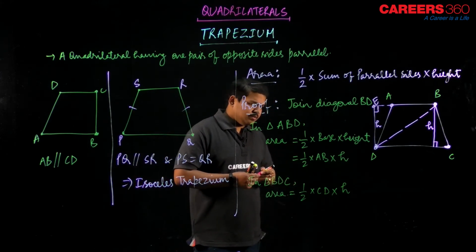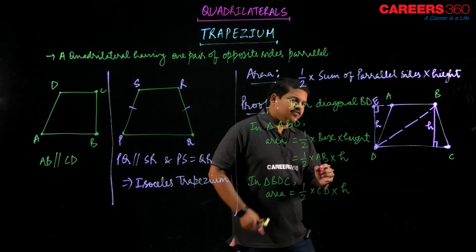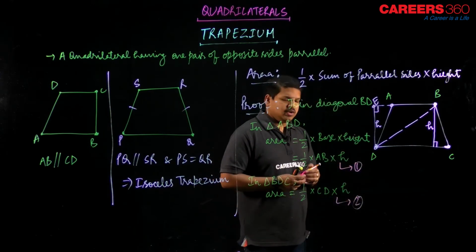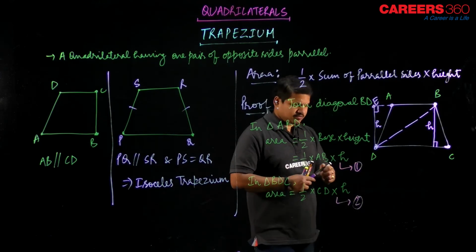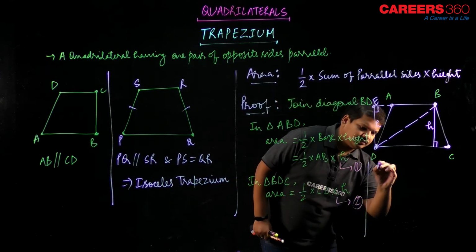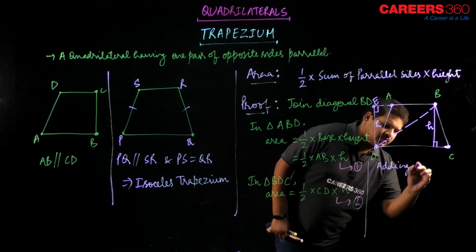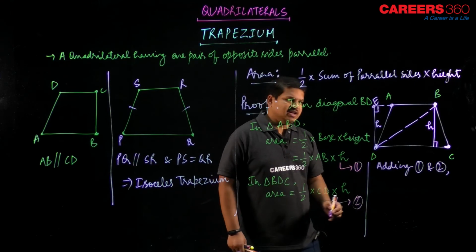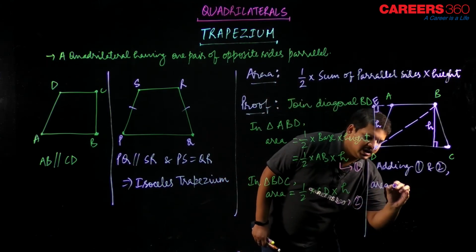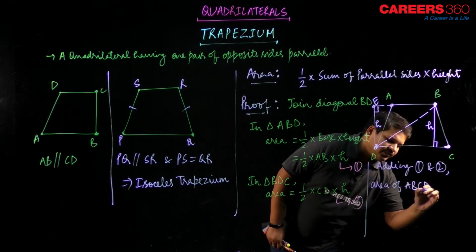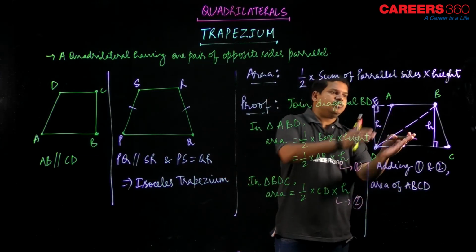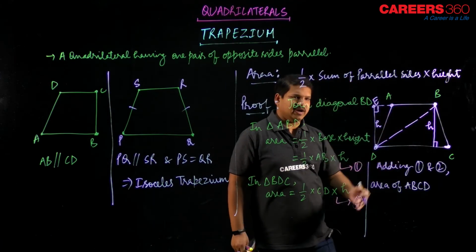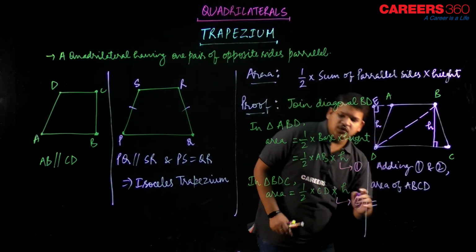Now, proceeding forward, this is my equation number 1, this is my equation number 2. If I add these two equations, adding 1 and 2, what I will get is the area of ABCD, because if I add these two areas, I get the area of the complete quadrilateral ABCD.